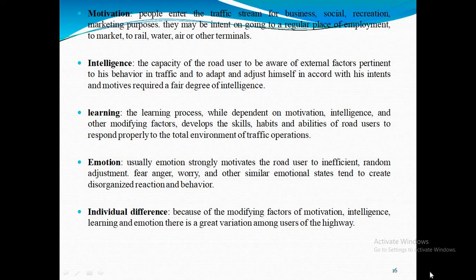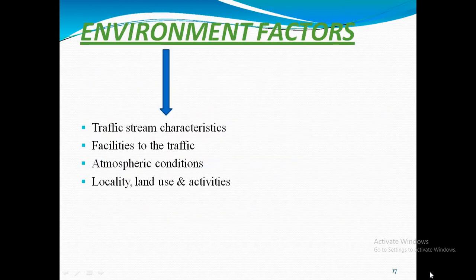Next, emotion. Usually emotion strongly motivates road users to inefficient or random adjustment: fear, anger, worry, and other similar emotional states. And individual differences, because of the modifying factors of motivation, intelligence, learning, and emotions, there is a great variation among users of the highway.